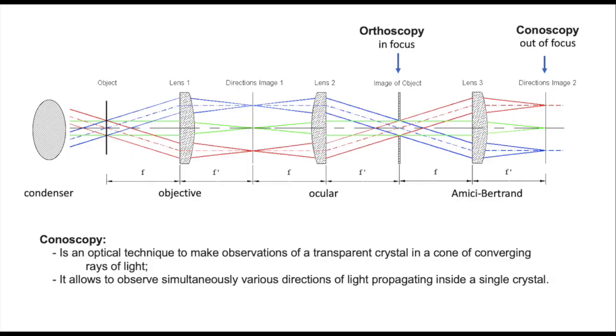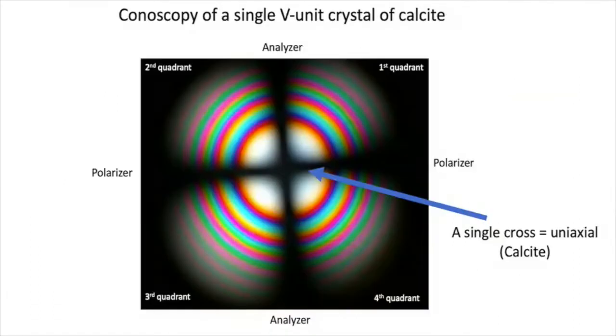With this configuration, we obtain on a single field of view the effect of a cone of converging rays crossing the mineral coming from several directions at the same time, from the most oblique in the periphery of the field of view to the most vertical in the center. We also need to select a mineral that has its optical axis as vertical as possible. In terms of calcareous nanofossils, this would be equivalent to selecting a V unit. And this is the image we obtain by conoscopy.